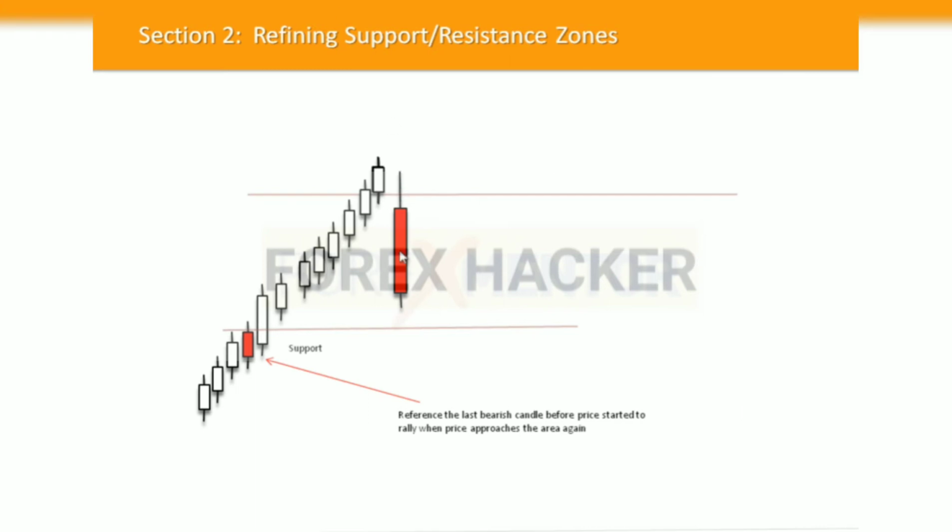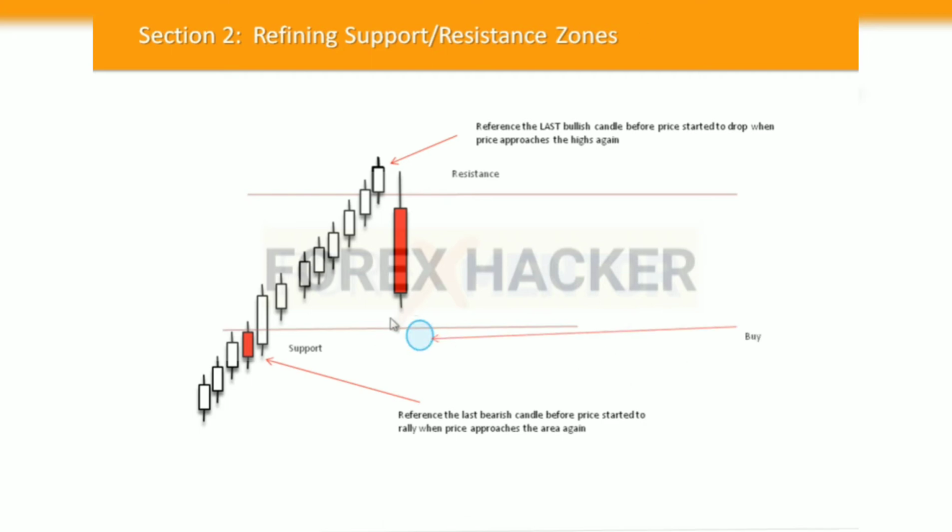Here again, you see how price breaks away, and I'm drawing a horizontal line across the body of the last bullish candle before price broke away. So here again, reference the last bullish candle before price started to drop when price approaches the highs again. If price starts to retrace, I want to start referencing this bullish candle here. That's where the institutional flows come in. So it's at this area here and this area here. So we're fine-tuning or refining our larger zones to very, very specific levels.